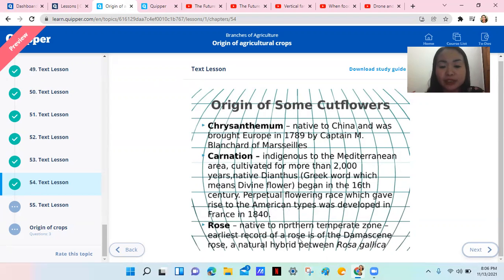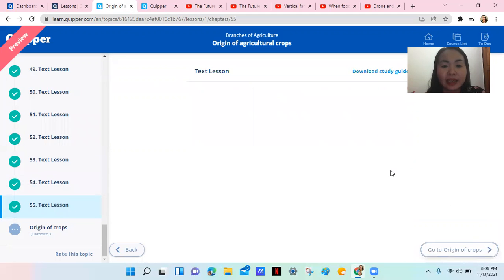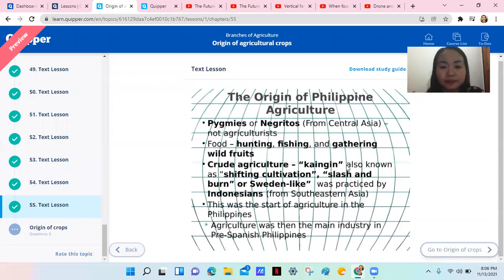We also have rose, which is also native to the northern temperate zone. The earliest record of a rose is of the Damask rose, a natural hybrid of Rosa gallica. And lastly, we have pygmies or Negritos from Central Asia. They're actually not agriculturists. This is actually the origin of Philippine agriculture in a capsule.